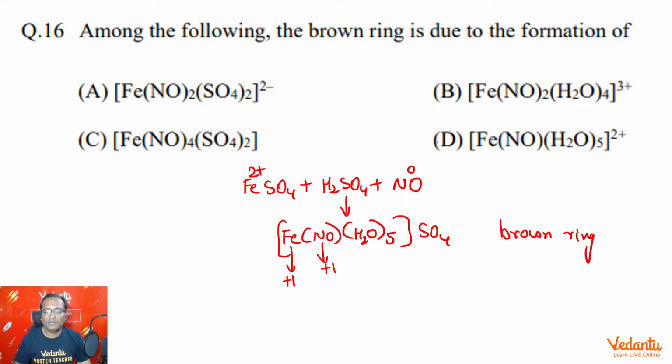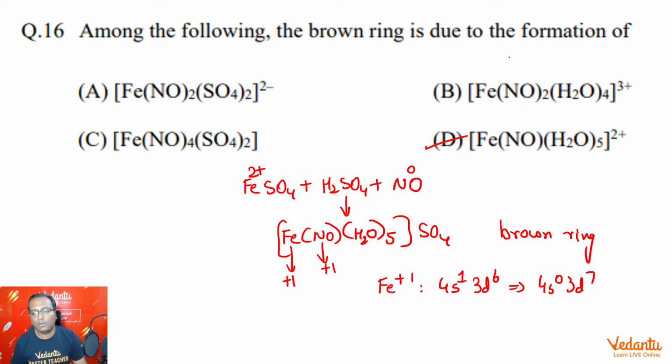And therefore, your answer is D. Now, when we say Fe is in +1 oxidation state, let me just go a step ahead. So this will be 4s1 3d6. As we know that s orbitals have to be kept empty so that hybridization can take place, this converts to 4s0 3d7. Okay, the answer here is D, guys. Which of the following is brown ring complex? Brown ring is this. Thank you so much for joining us and stay tuned for our next question.